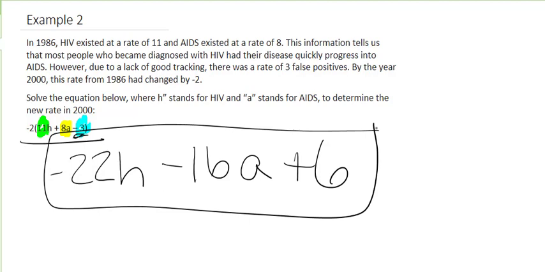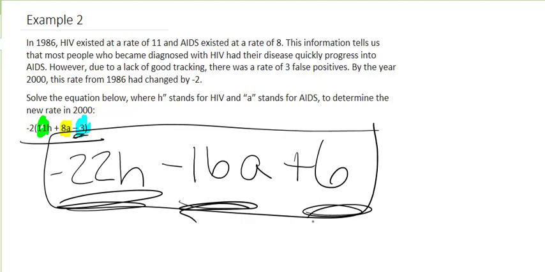So in the year 2000, the rate of HIV dropped by 22, and the rate of AIDS dropped by 16, and there's probably still an error of 6 false positives. So remember, we use distributive property in order to multiply without having to repeat the addition.